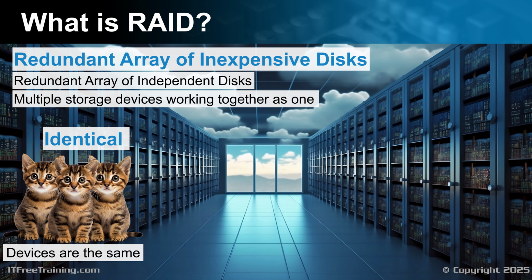Since RAID uses all the storage devices in the RAID at the same time, if one is different to the others, it will slow the RAID down to the slowest device. This is kind of like walking with a group of people. You can only move as fast as the slowest person.